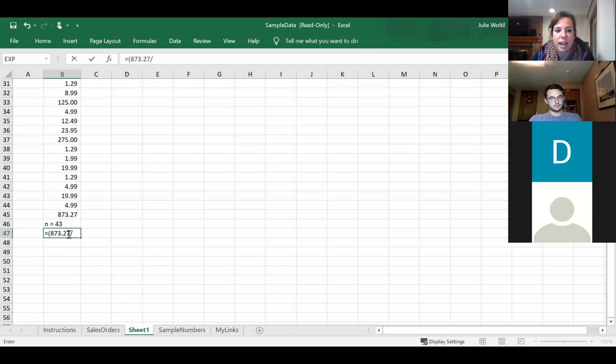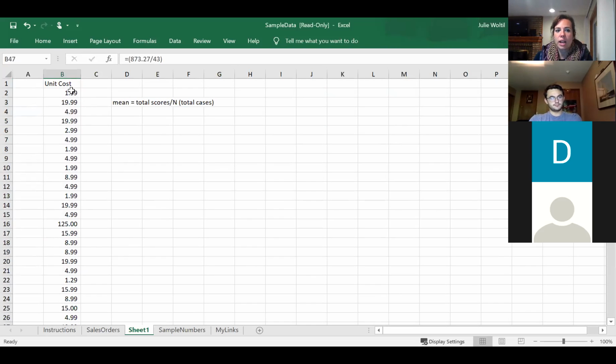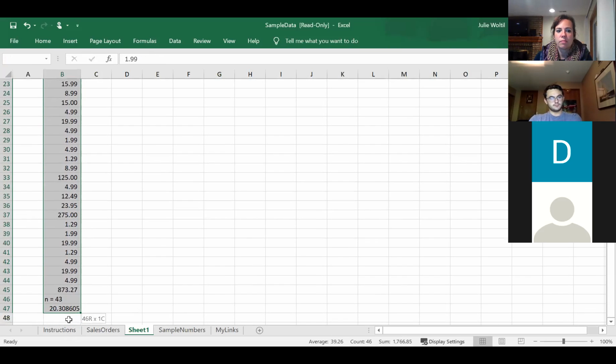873.27 divided by 43, which gives me a mean of 20.31. Okay. Or as we saw last time, you can just highlight them and look down here. There's the total is 873.27. The count or the n is 43, and your average or mean is 20.31. Okay, are we all tracking? Yep. Okay, what's the next step?